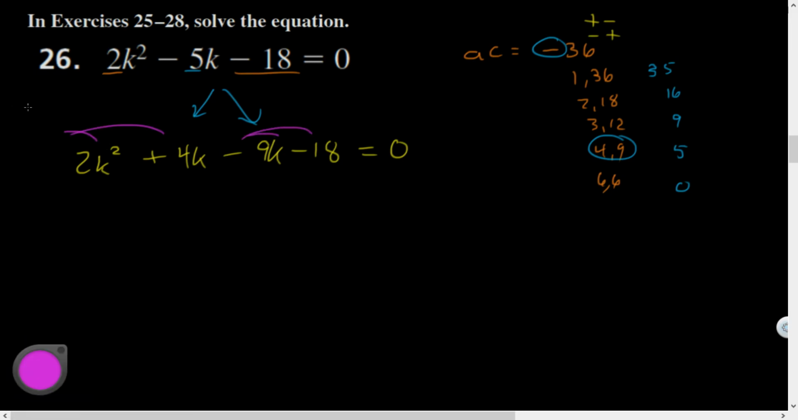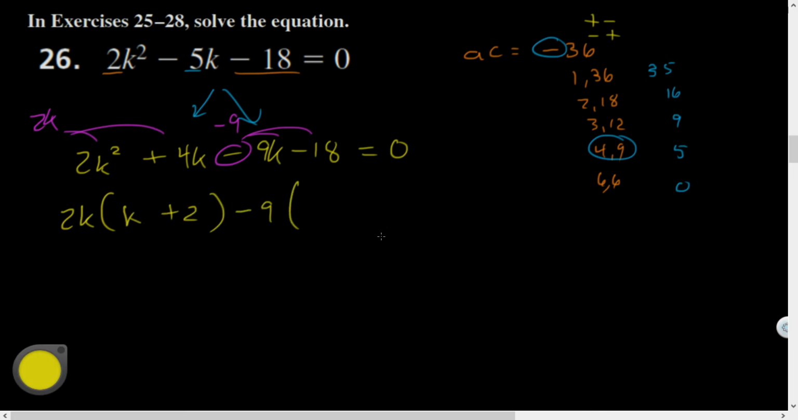Here we go. Factor out the 2k, factor out a negative. That sign's going to come with it. 9. Wow, the whole 9 is coming with me there. And I'm just going to cruise in. So this is going to be k plus 2.